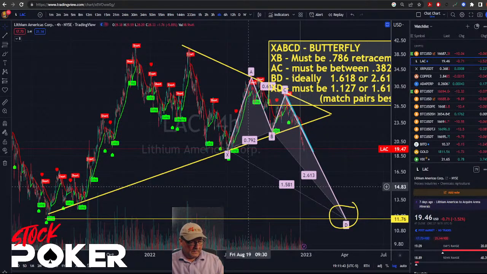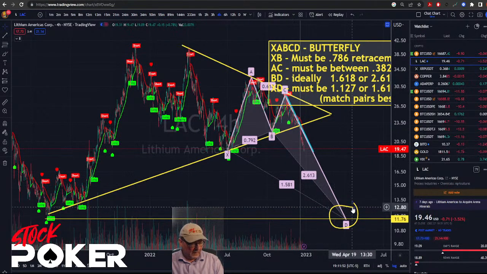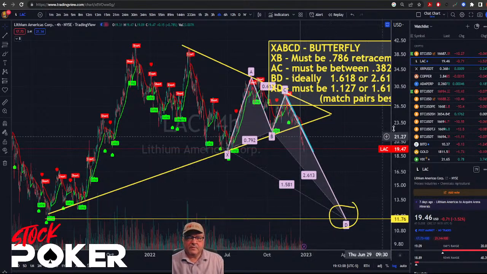I potentially am going to be a buyer when this thing bottoms out, and it may take a while, it may take several weeks, but I'm going to be a buyer if we come down here to around $12. So that was the butterfly.